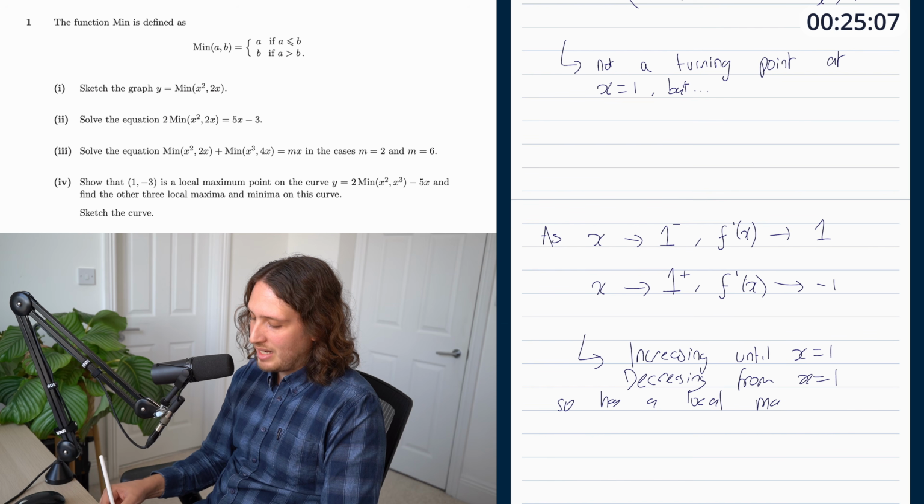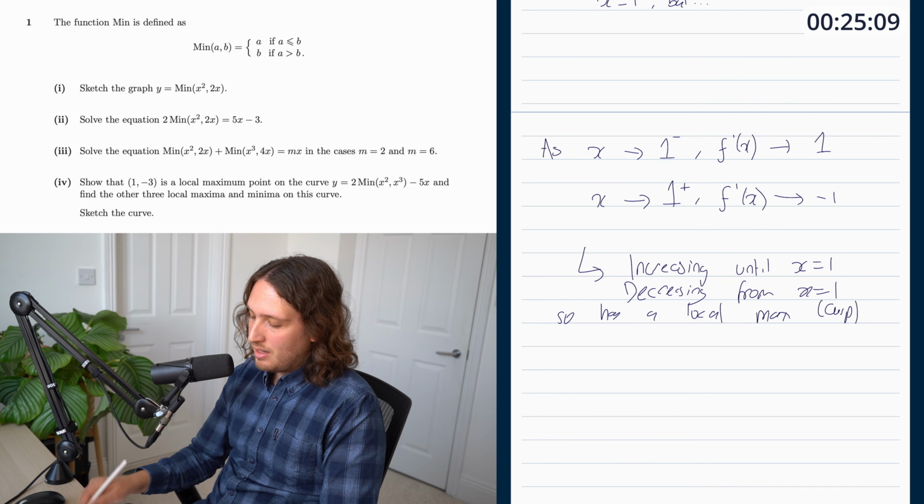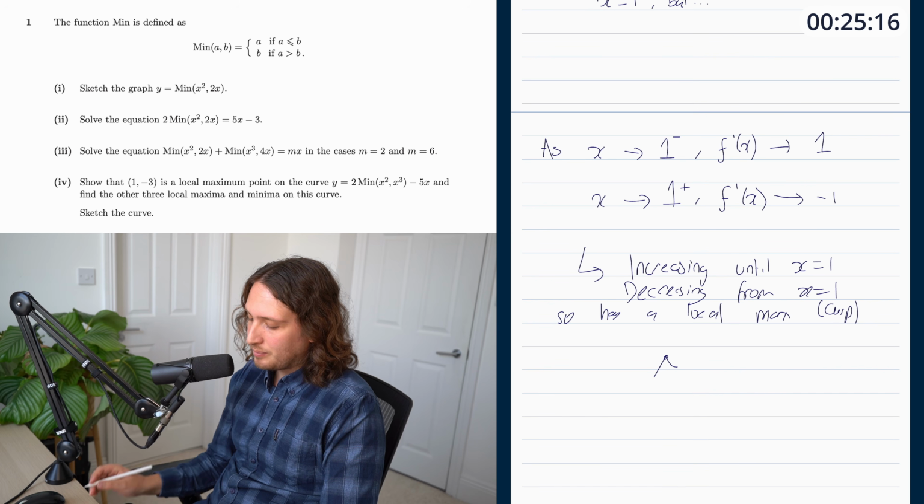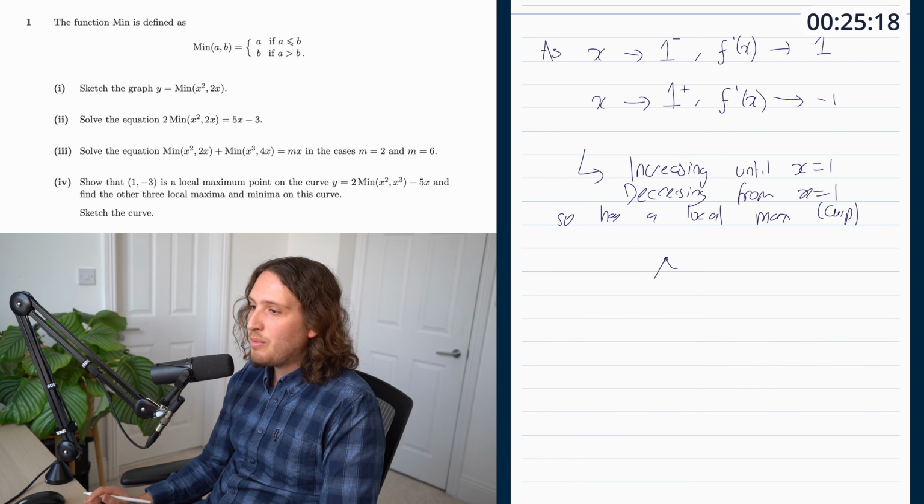And just to really impress the marker, I'm going to say it's a cusp and draw a little picture of what I mean. So it's like it almost has a little point like that. So I've shown there is a maximum at x equals 1.